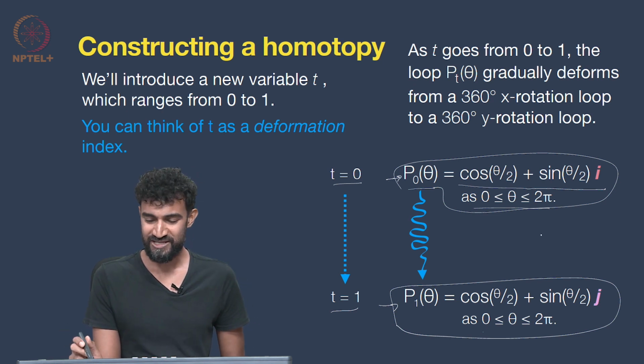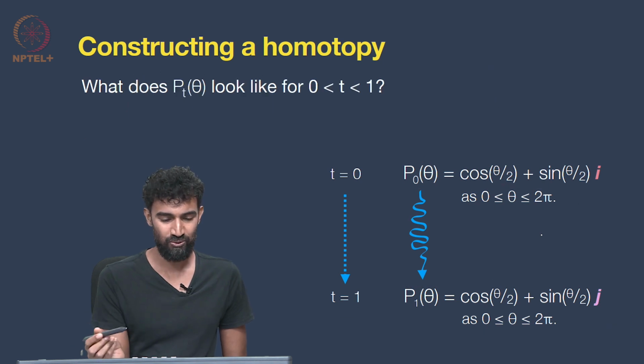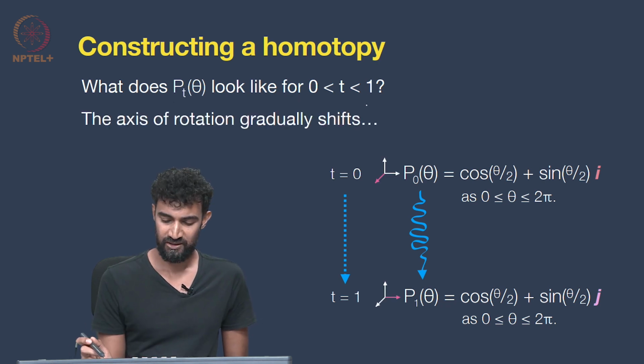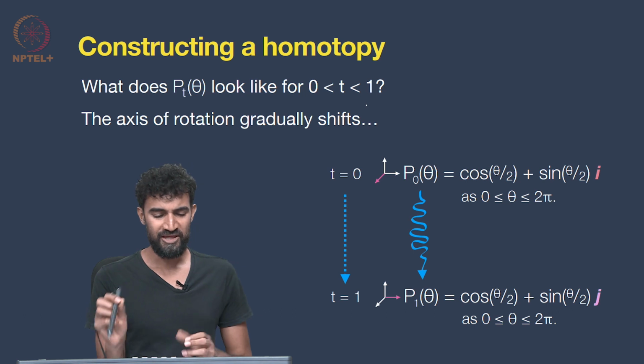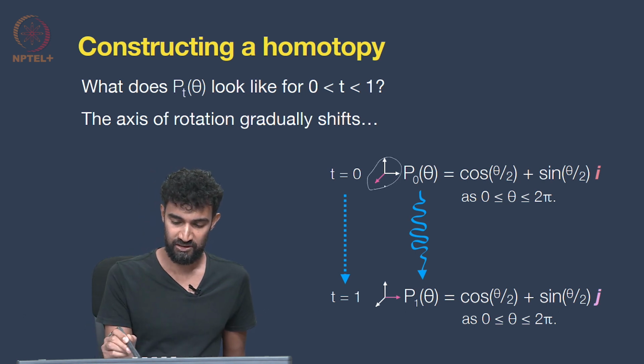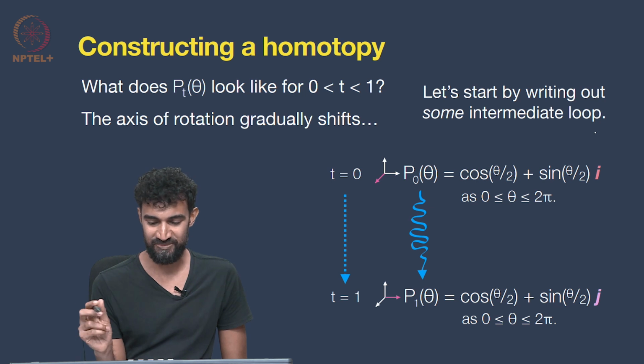So how is that going to work? Well, before we write it out, let's just see what would pt of theta look like somewhere in the middle, when t is bigger than 0 and less than 1. So remember that the axis of rotation is gradually shifting. In the beginning, it's here. It's the x-axis. In the end, it's here. It's the y-axis. So let's write out some intermediate loop.